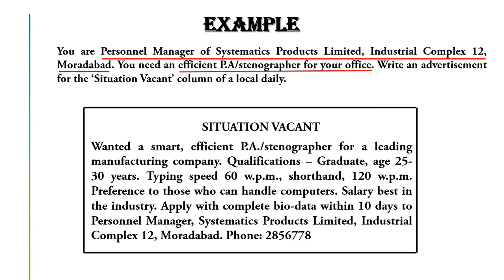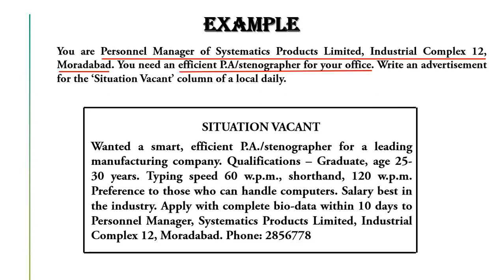So qualifications, minimum qualification is graduate. The age is from 25 to 30 years, so that's the age of candidate you want. Typing speed should be 60 words per minute, and shorthand, that's another efficiency. So shorthand is used especially when the notes are dictated, and the speed should be 120 words per minute. And you also mentioned that the preference will be given to those who can handle computers, or you can also write that preference to those who are well versed with computers. You can also write computer knowledge essential. Simple, serves the purpose.